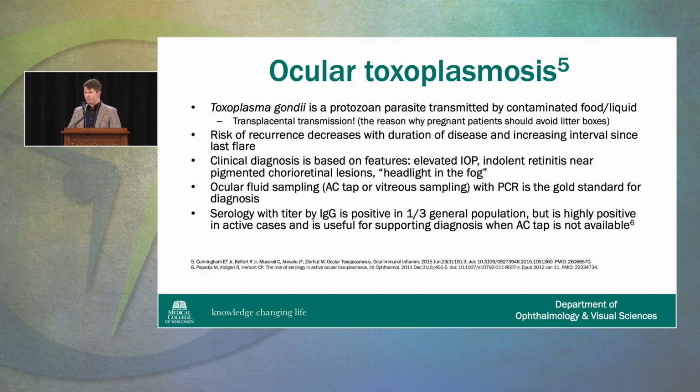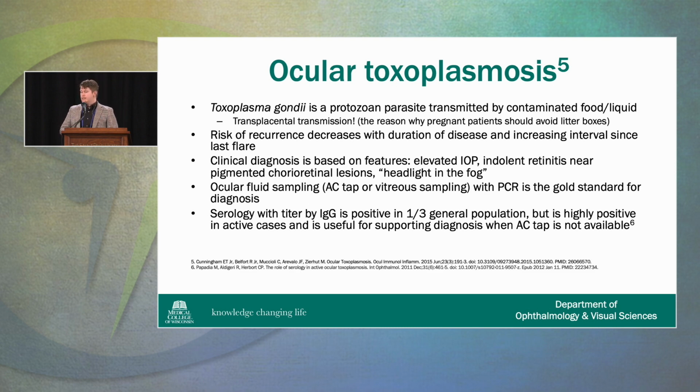Let's talk a little bit more about toxoplasmosis. So ocular toxoplasmosis comes from Toxoplasma gondii. It's a protozoan parasite. It's transmitted by contaminated food and liquid most commonly. We hear about other different transmissions, and it can go transplacental, which is why we talk about pregnant patients avoiding cleaning litter boxes, because you hear about this from cats too. But by far, food and water are the more common reasons to get this, and you can get it from food and water in the US. So don't think that this is just something from Central America or somewhere else.